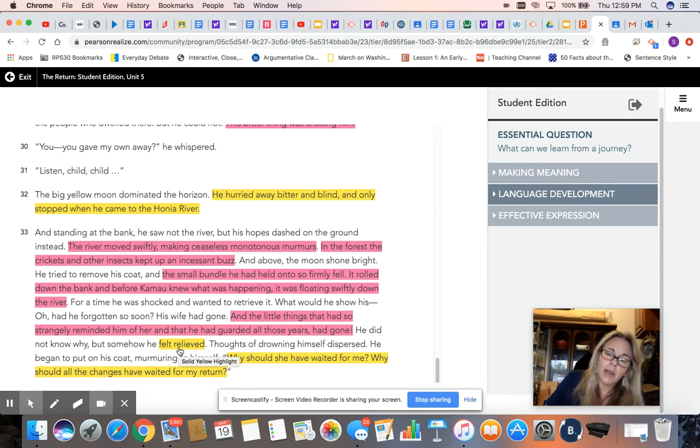You know, and now I don't have to think about that anymore. I can kind of let it go. Thoughts of drowning himself dispersed. So again, he was feeling what we call despair, like there was really no hope. But he began to put his coat back on, murmuring to himself, "Why should she have waited for me? Why should all the changes have waited for my return?" And this has a lot to do with the river.